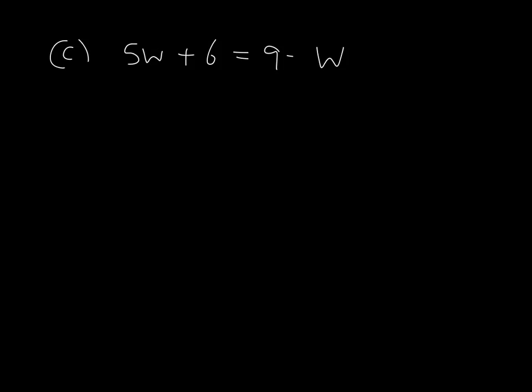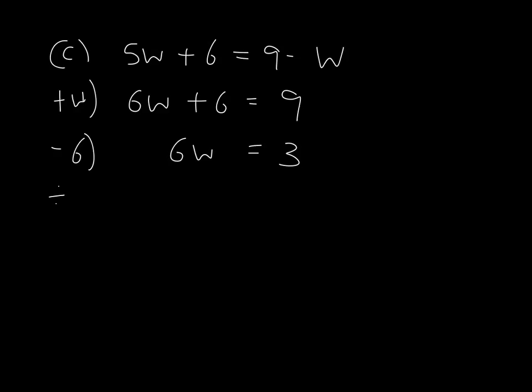Question 4, part C. Solve this equation. The first thing I'm going to do is add w to both sides, which gives 6w plus 6 equals 9. Then subtract 6, which gives me 6w equals 3. Then divide by 6, this gives you w equals a half, or 0.5.